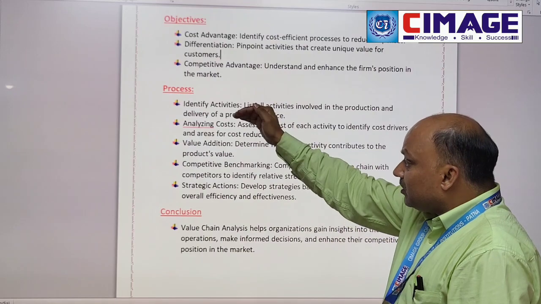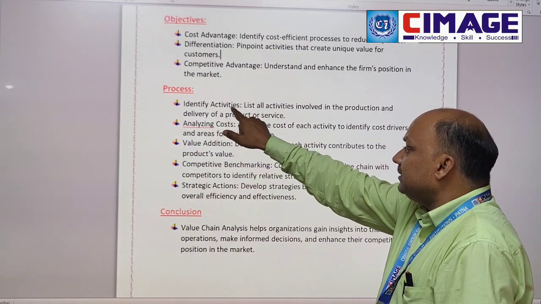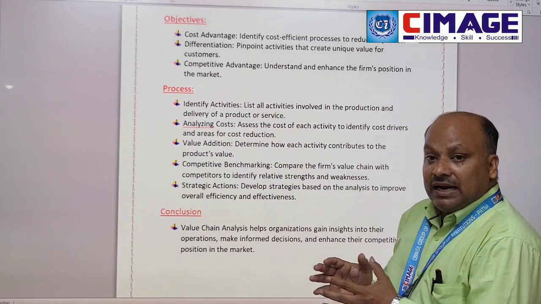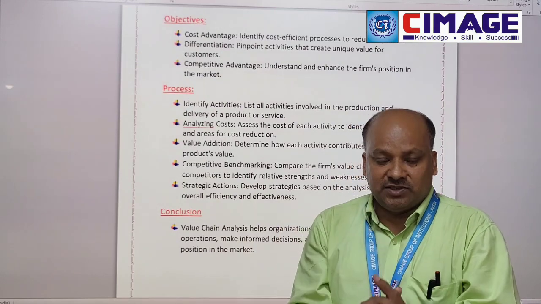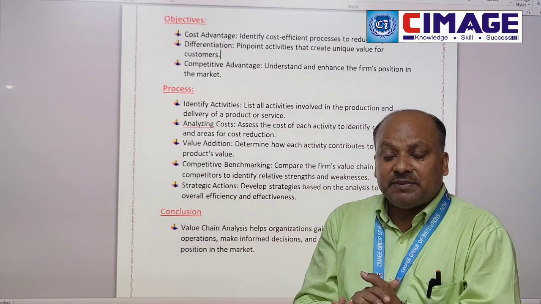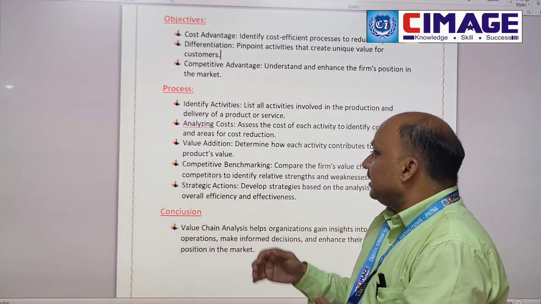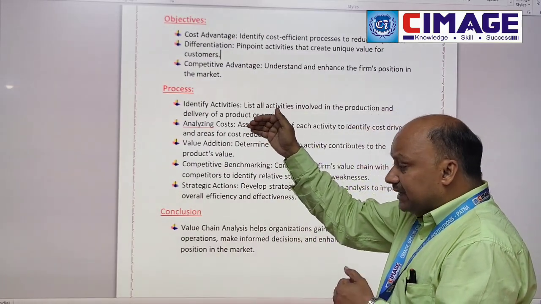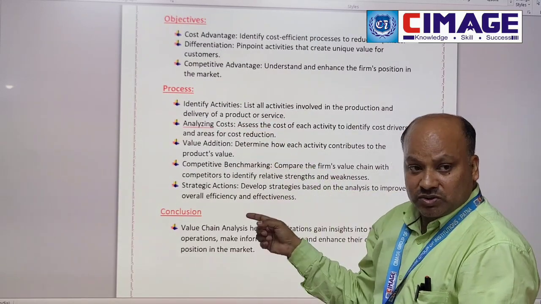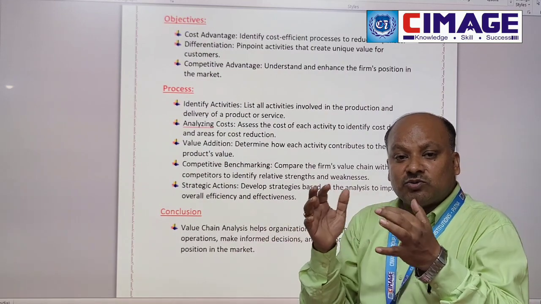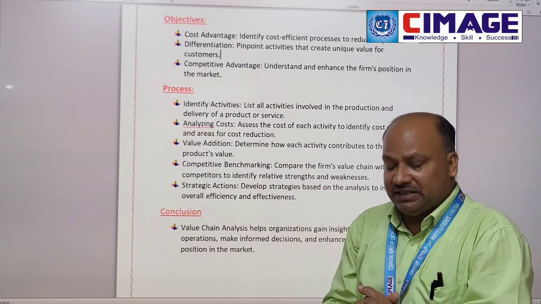Now, the first step under the process of the value chain analysis is to identify the activities. Now, as I told, it is based on the primary and supportive activities. The first step is to define the primary as well as the supportive activities. Now, the next step after identifying the activities is to analyze the cost, that what kind of cost association is there under the primary and the secondary activities.